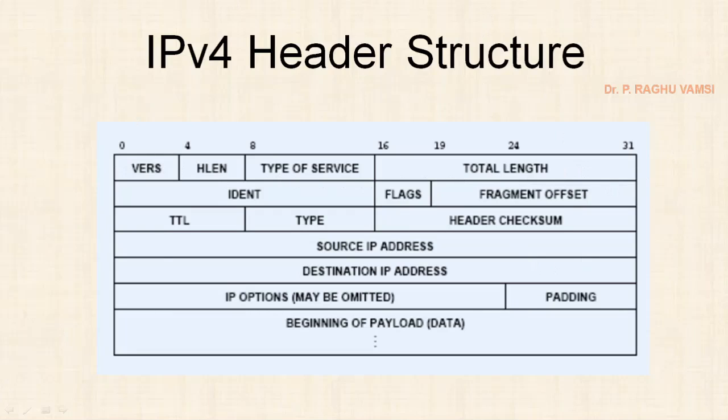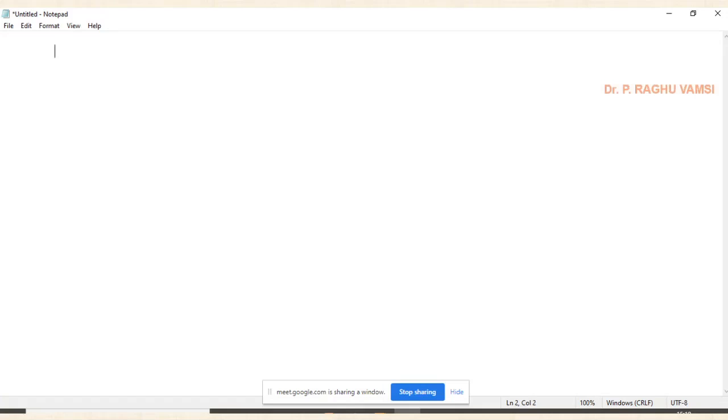But how will we program this? For example, if I want to mention the IPv4 header, then it is a structure. Okay, or we can say struct packet. So what are the fields I am having? First, int version colon 4, which is called a bit field.